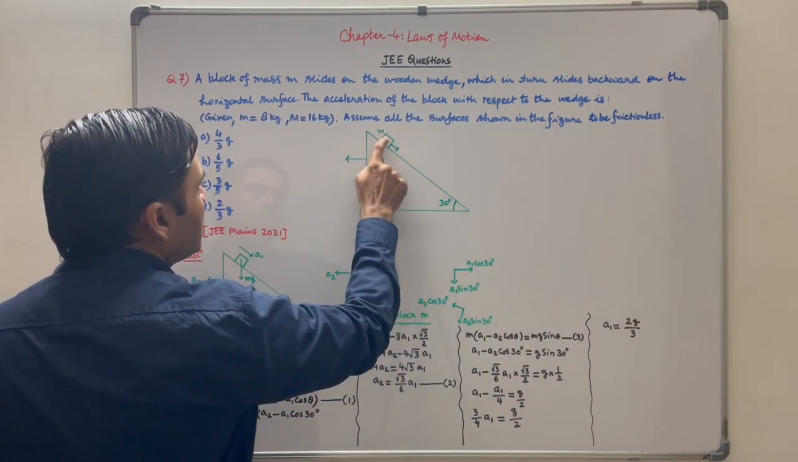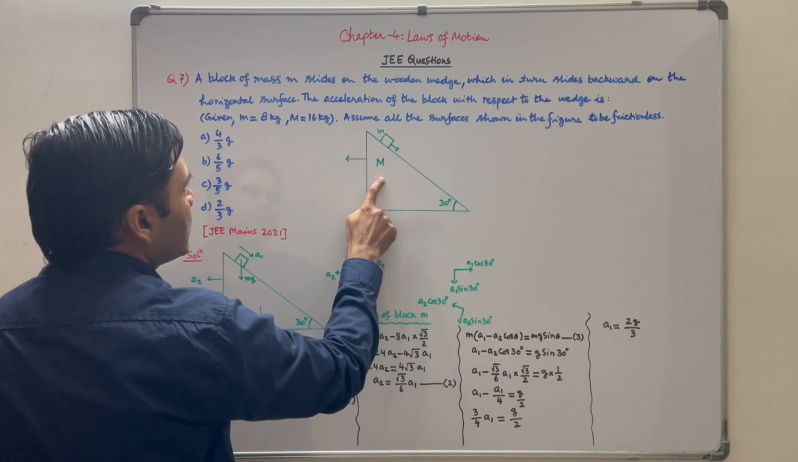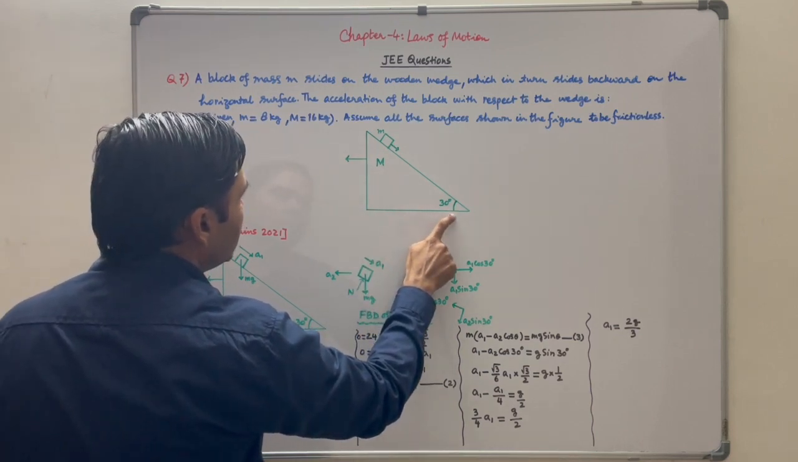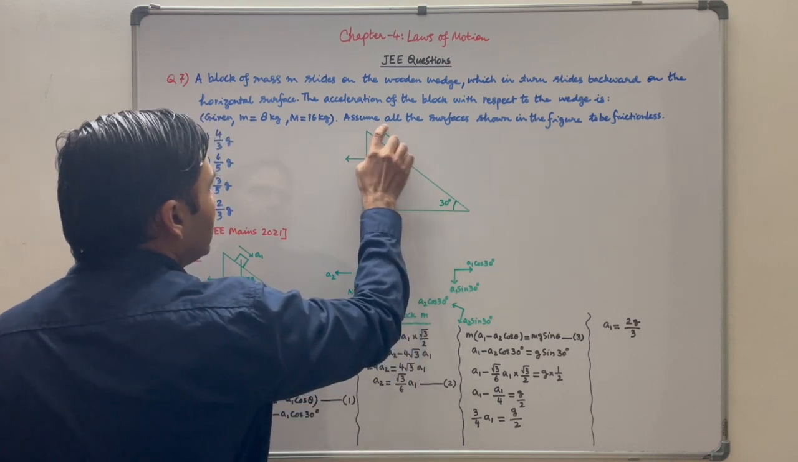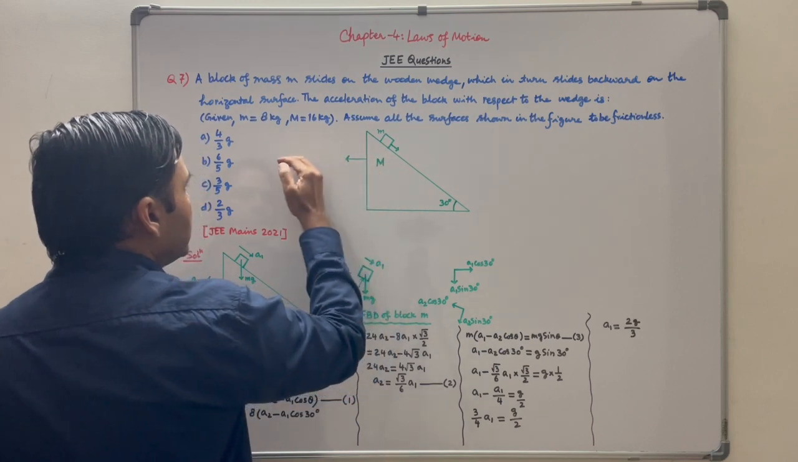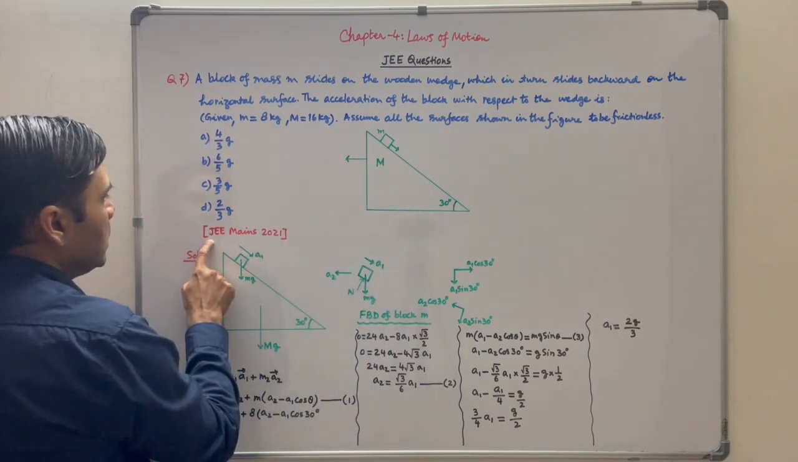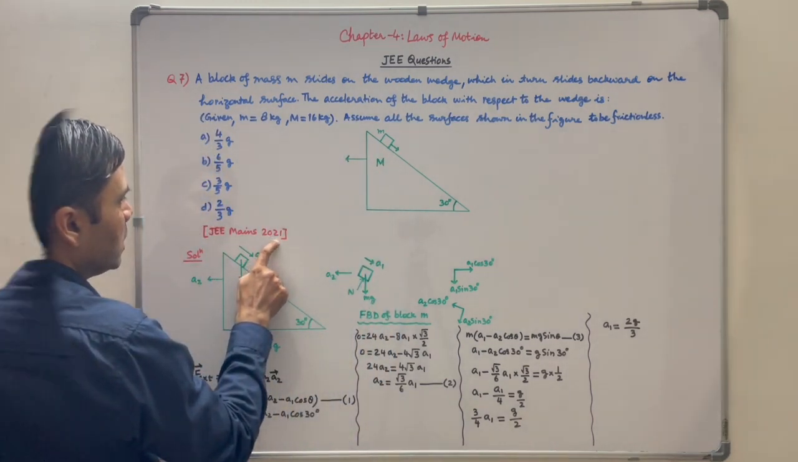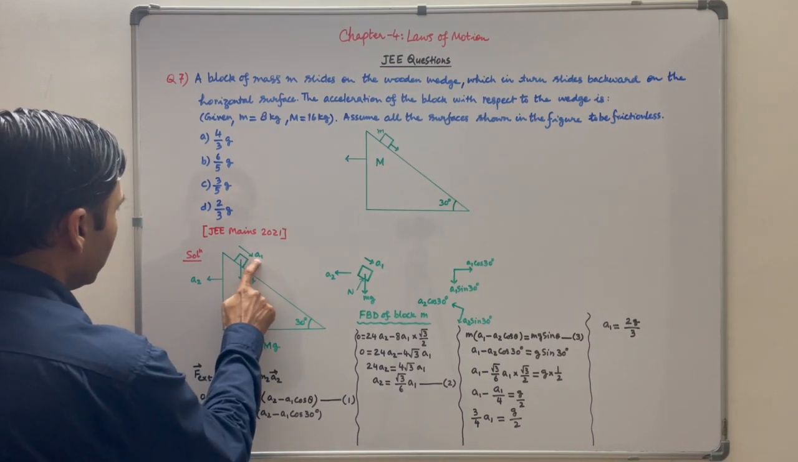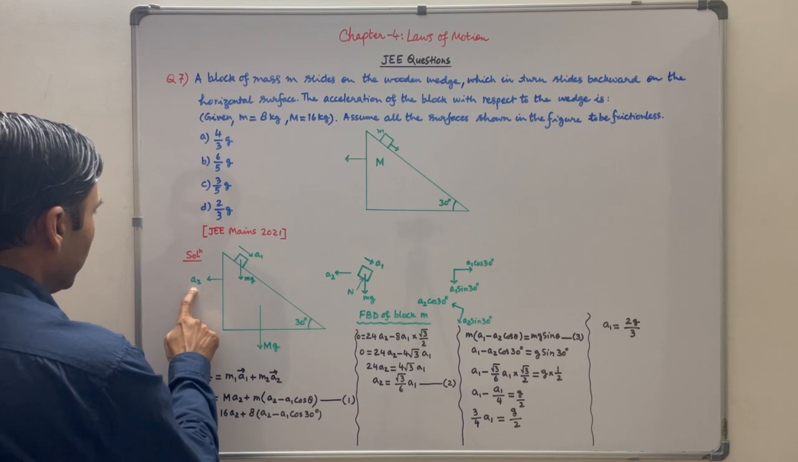Small m is the mass of the block, capital M is the mass of the wedge. The angle of inclination of the plane is 30 degrees. This block accelerates downwards. This wedge accelerates backwards. This question appeared in JEE Mains 2021. Let's say the acceleration of this block with respect to the wedge is A1. The acceleration of the wedge is A2.